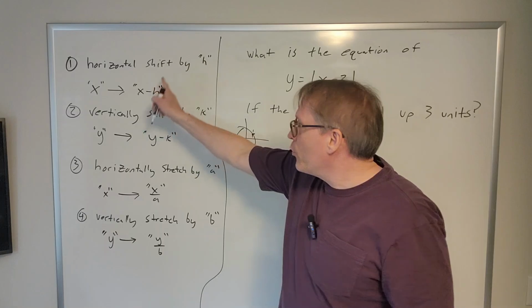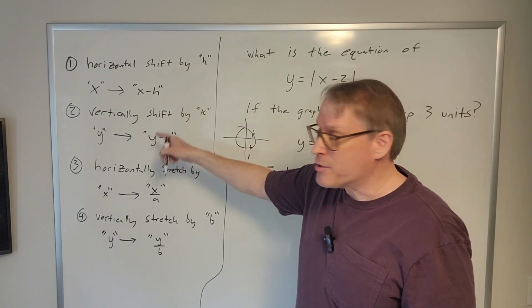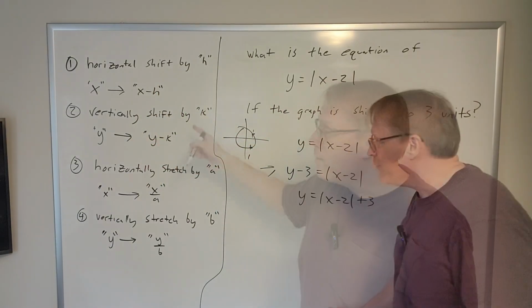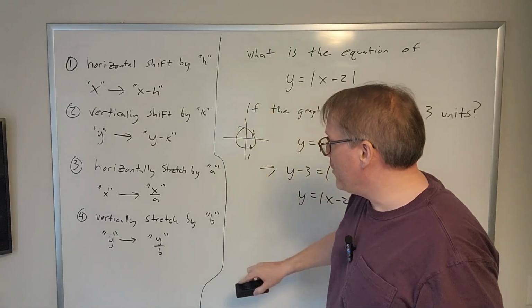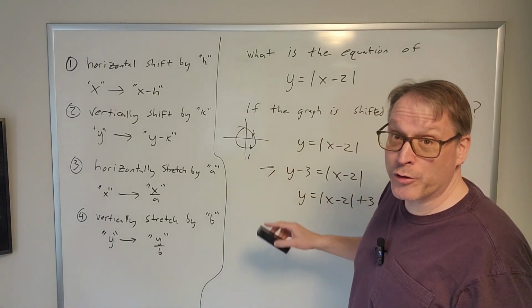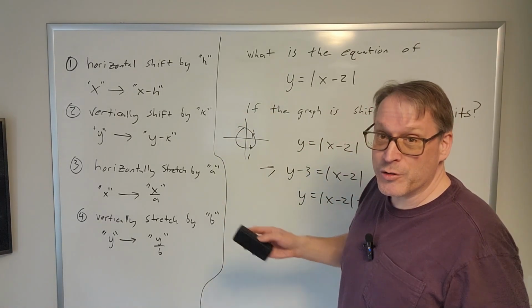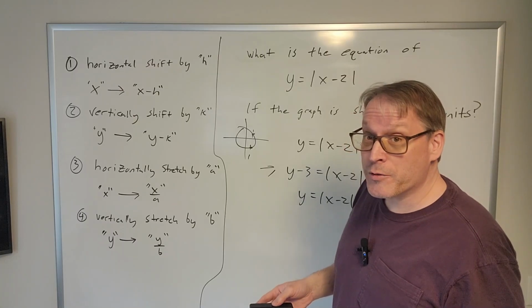If you want to do a horizontal shift, x becomes x minus h. Vertical shift, y becomes y minus k. Using different letters there, h, k, a, and b, because suppose we start mixing and matching like we're going to do in this next example, and you don't want to get confused. So let's try this one out, shall we?